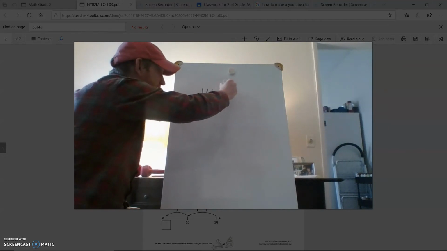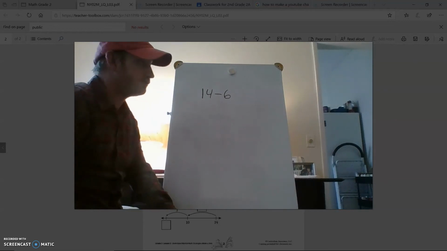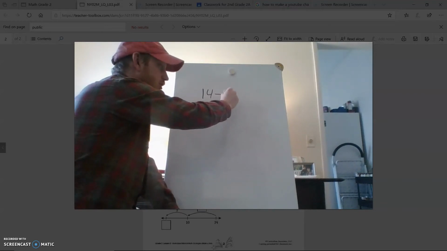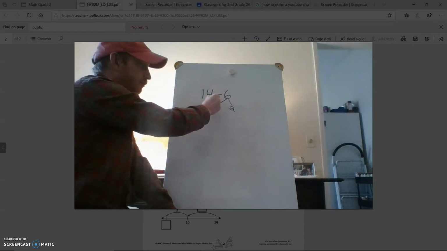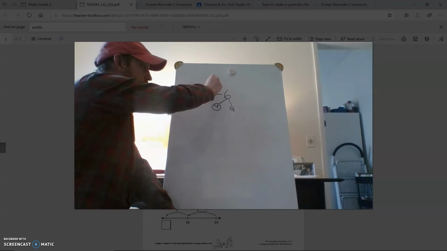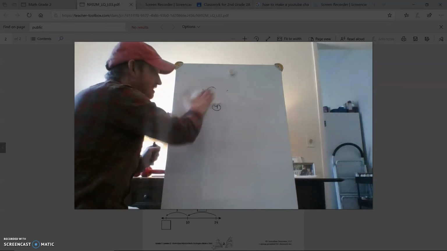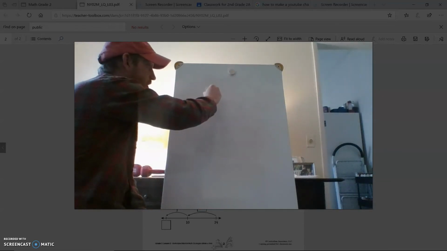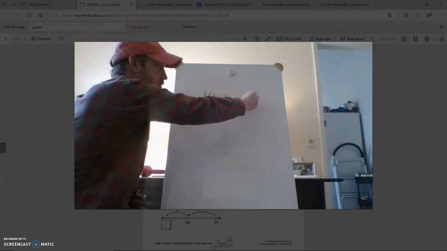14 minus 6. Well, if you know your fact families, you know that 6 is the same as 4 and 2. And look at that, we have a 4 and we have a 4. So 14 minus 6 is the same as 14 minus 4 minus 2.